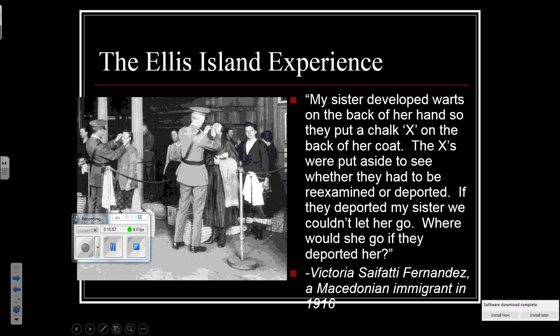Victoria Fernandez was a Macedonian immigrant. She said, "My sister developed warts on the back of her hand, so they put a chalk X on the back of her coat. The X's were put aside to see whether they had to be re-examined or deported. If they deported my sister, we couldn't let her go. Where would she go if they deported her?" So some families got split, and they would say, you can't go, but you can and you can. And what do you do then? What if it's your kid? You'd have to go back? If it was your kid that was allowed in and you weren't, would you send your kid without you? Those are some decisions they had to make.